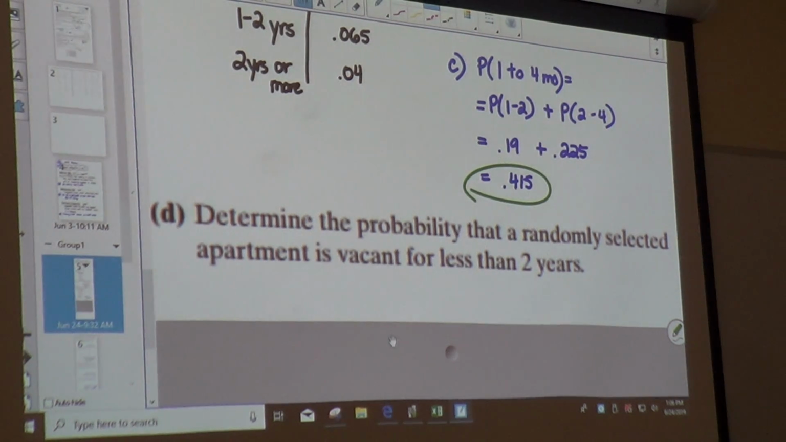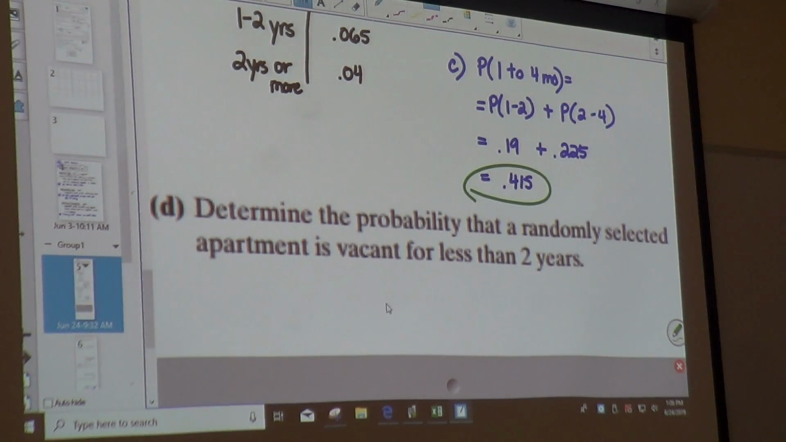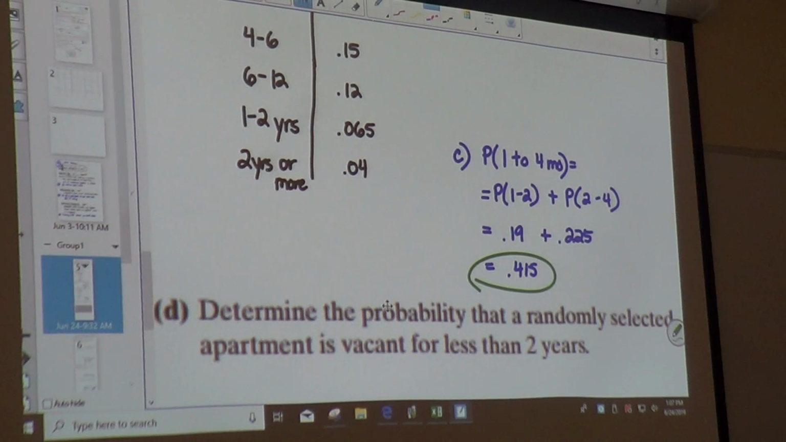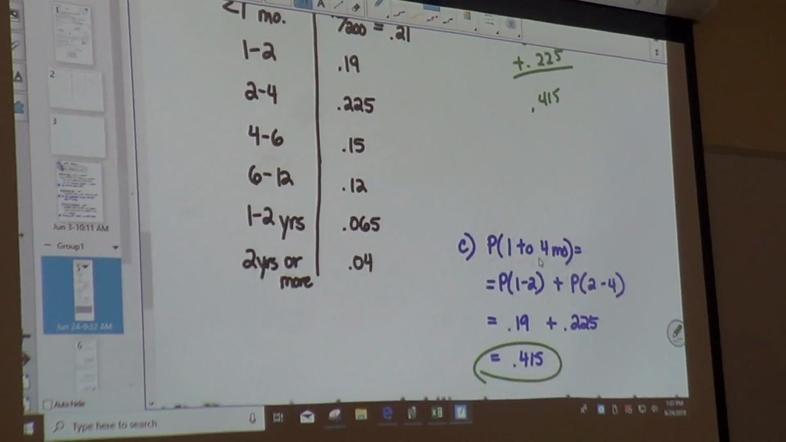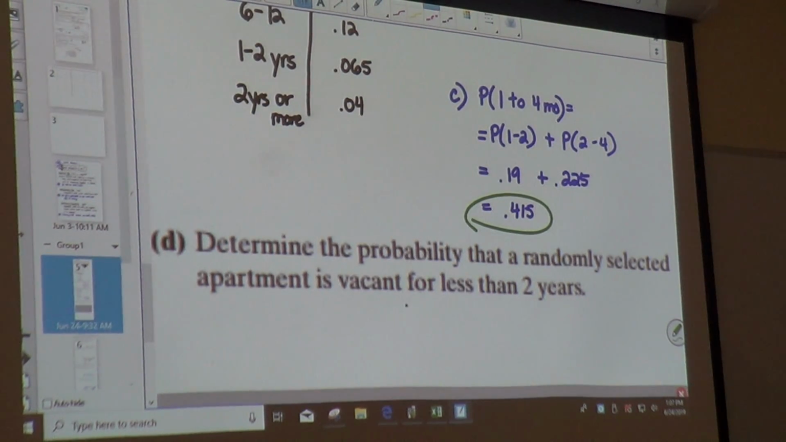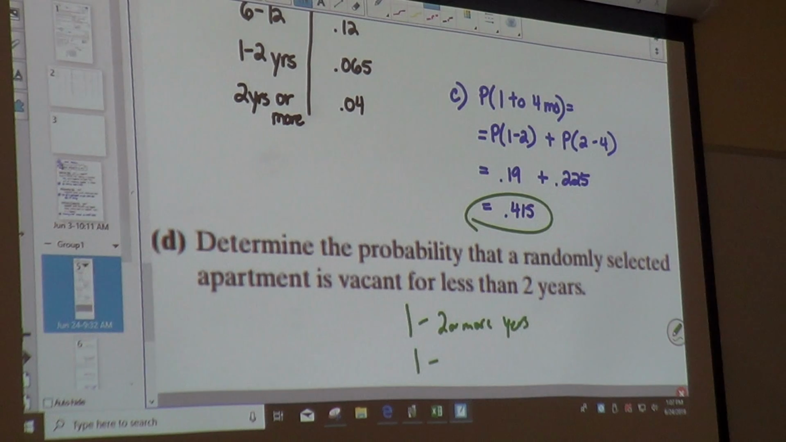All right, determine the probability that a randomly selected apartment is vacant for less than 2 years. What's the easiest way to do that one? That's 0.04, 1 minus over 2 years, because you're not gonna want to add up all these other ones. You're gonna wanna do 1 minus 2 or more years. So it's gonna be 1 minus what? 0.04. So it's gonna be 0.96.